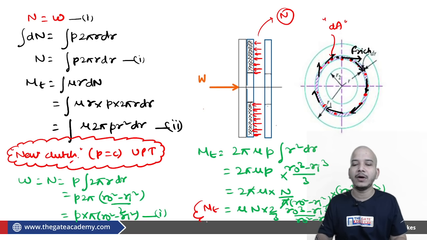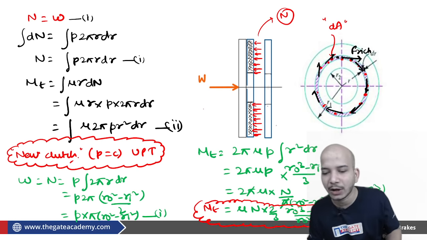MT for uniform pressure theory will be equal to mu into N into 2 by 3 into (Ro cube minus Ri cube) upon (Ro square minus Ri square).